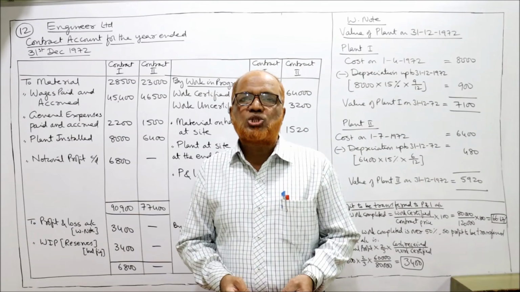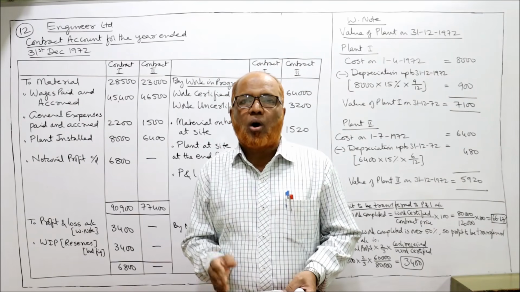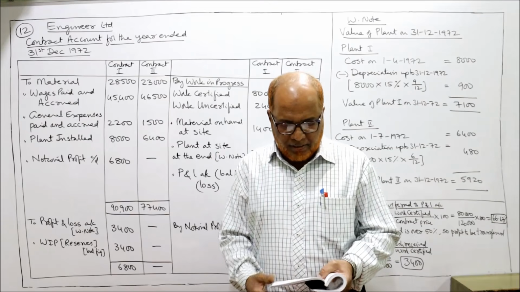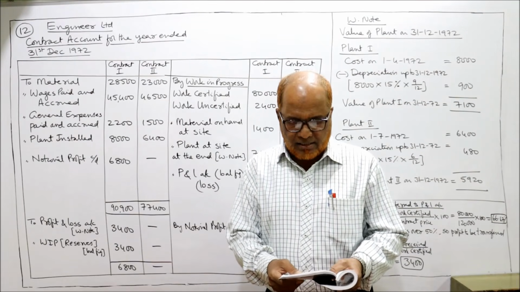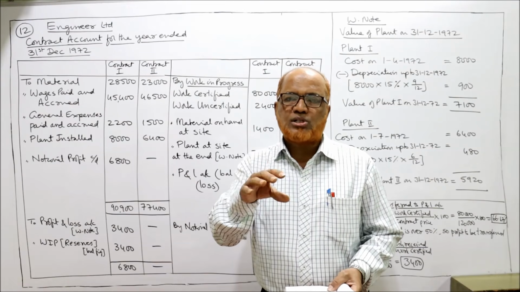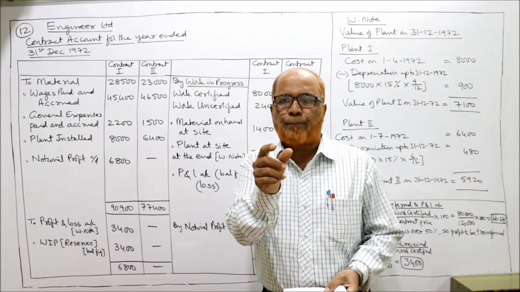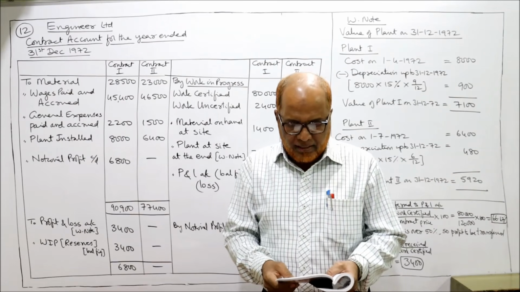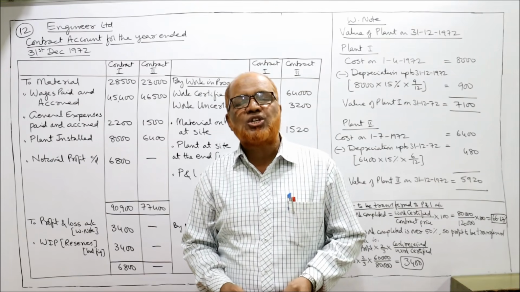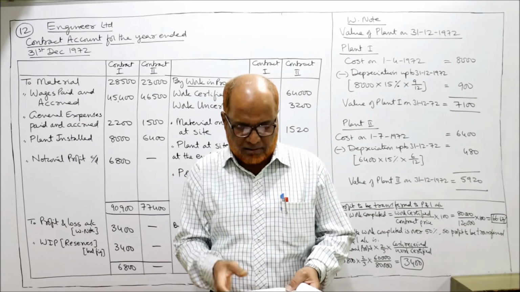Then plant installed. On the debit side, we take the plant installed. Material on hand at the end of the year, credit side. Then on the respective dates of the contract, the plant was installed. Actually, the plant was installed on the date when the contract was started, that is 1st April and 1st July. Depreciation thereon is to be taken at 15% per annum. So we have to charge depreciation at 15% per annum on the plant.